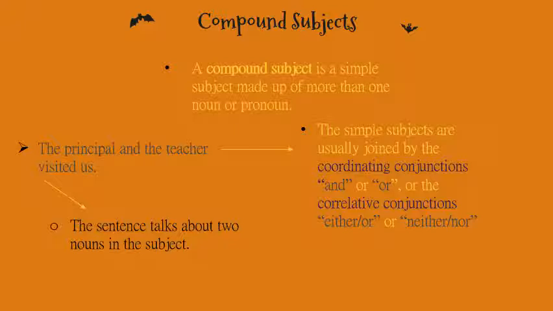What are the conjunctions that could be used? Coordinating conjunctions like "and" or "or," or correlative conjunctions like "either...or" and "neither...nor." So the compound subject is made up of more than one simple subject joined with a coordinating conjunction or a correlative conjunction.